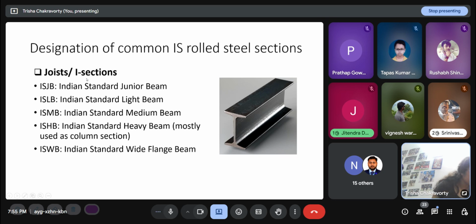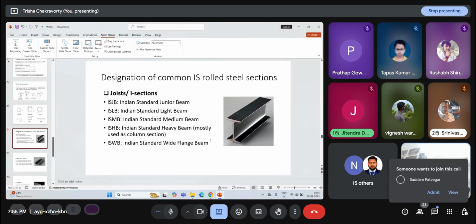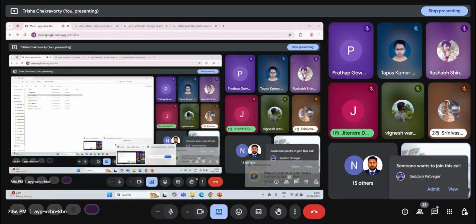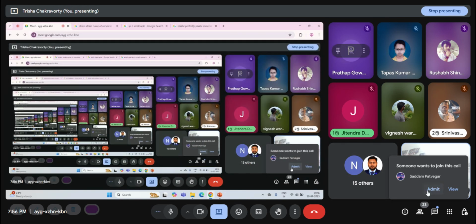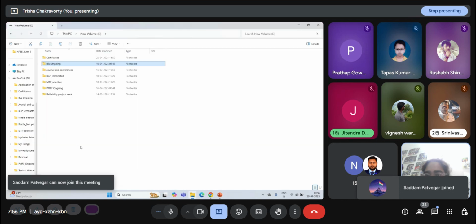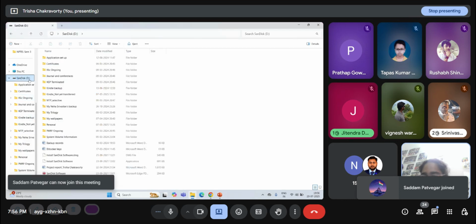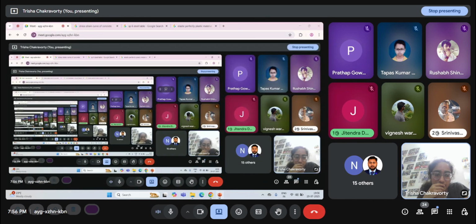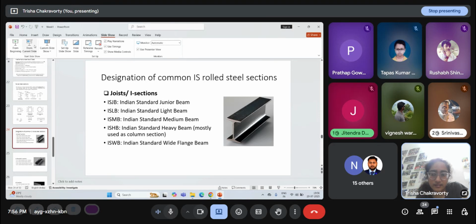I'll just check if I have it somewhere. It will make it much easier to visualize. No, I don't have it. I have to show it later sometime. It will make it easier to visualize what these terms actually are.